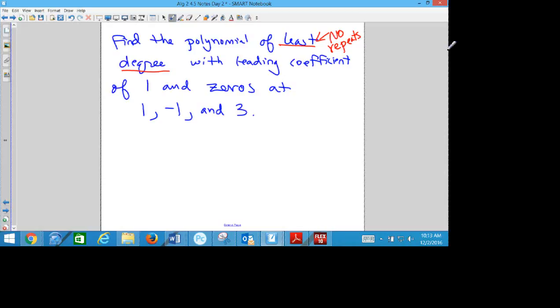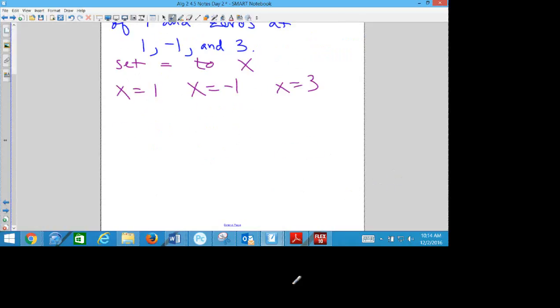What you're going to do is find the actual polynomial that, when it is graphed, has the x-intercepts at 1, -1, and 3. I'm going to do these steps, and you're going to do these steps for every single question. They're all the same steps. First, you're going to write each of these set equal to x. So I'm going to write x equals 1, x equals -1, and x equals 3. That's the first thing I'm going to do.